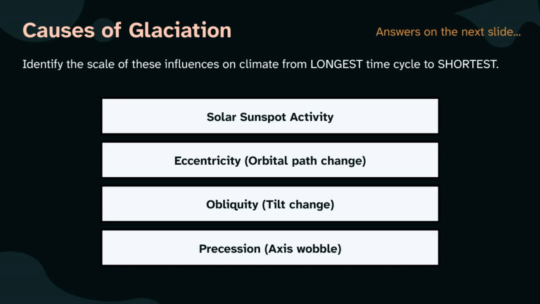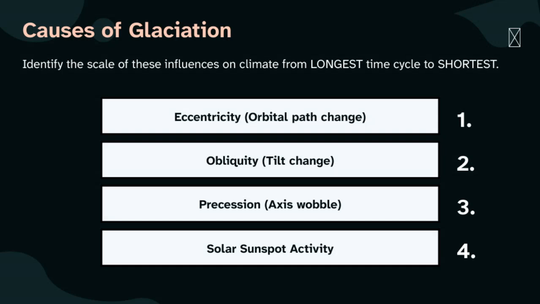Now let's check the scale of these climate influences. You need to place these influences from the longest time cycle to the shortest. Solar sunspot activity, eccentricity, obliquity, precession. Think carefully. Which changes happen over the longest timescales and which happen over shorter cycles? Write down your order now.